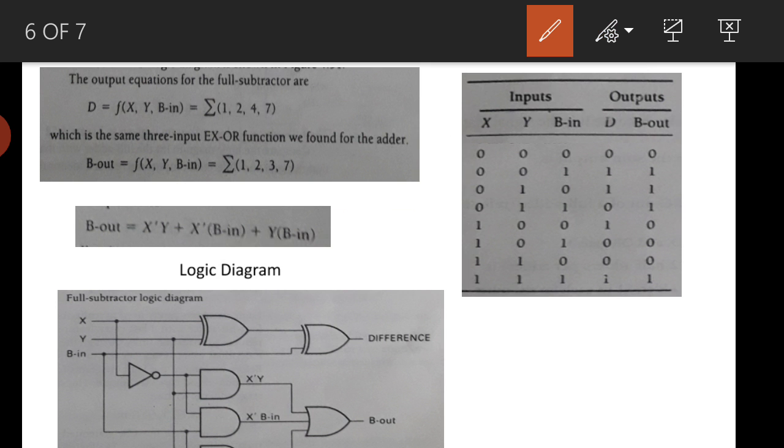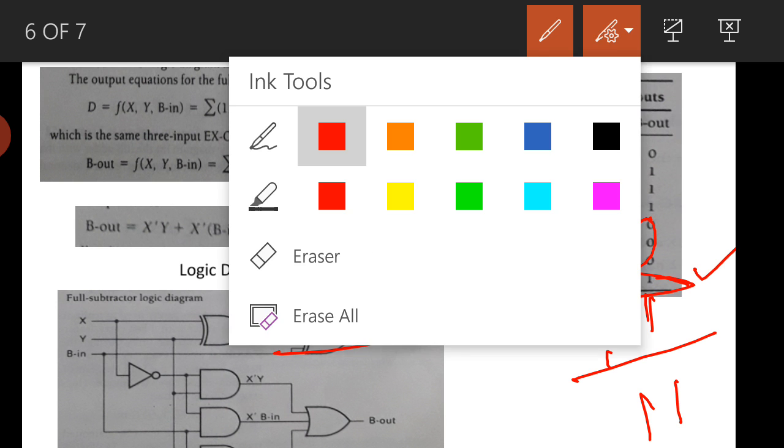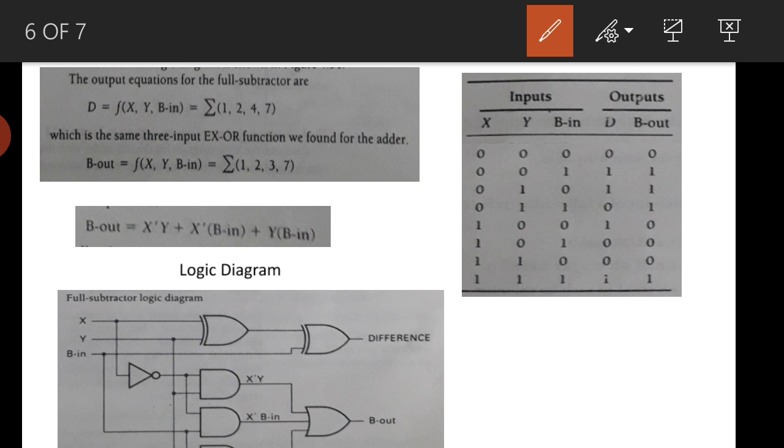Okay, and if you take the last combination, 1 1 1, it's most important. Here first do only this one, 1 minus 1. It is nothing but difference is 0, borrow is 0. Again it is nothing but 0 minus 1. Already we know borrow is 1, difference is 1. So this we call the full subtractor, that is subtraction of three variables with a single bit.